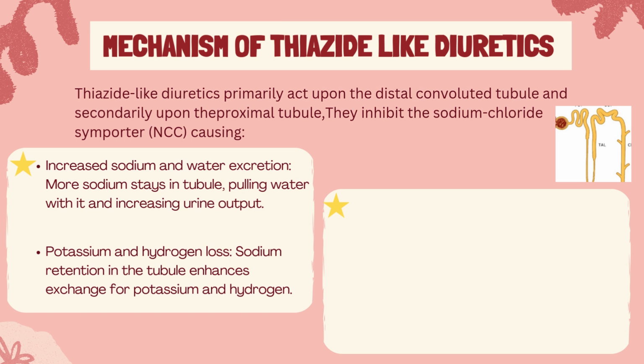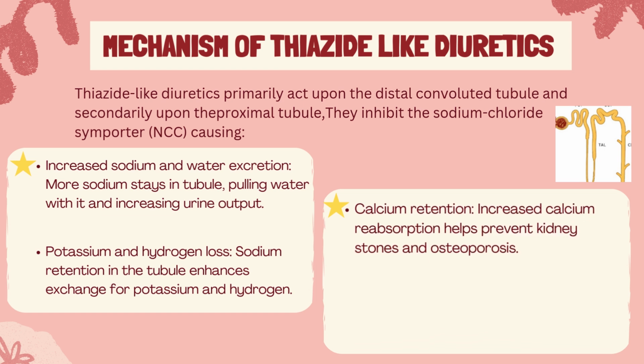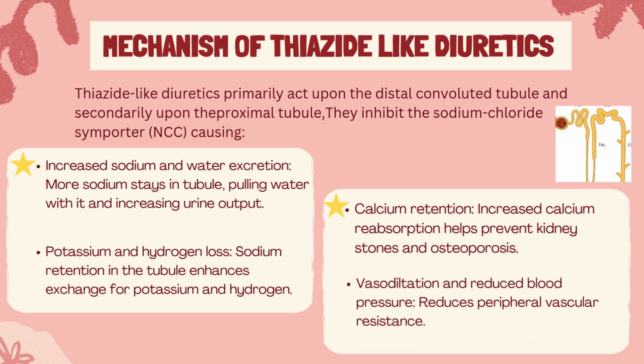There is another exciting action of them. Unlike loop diuretics, thiazide-like diuretics increase calcium reabsorption, which may help prevent kidney stones and osteoporosis. Over time, these drugs also reduce peripheral vascular resistance, contributing to their antihypertensive effect beyond just diuresis.